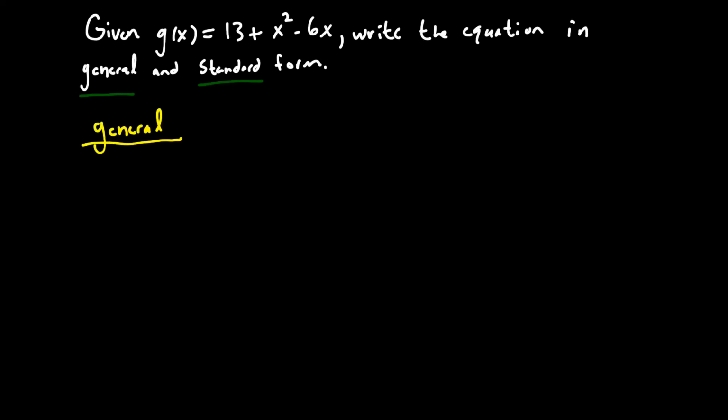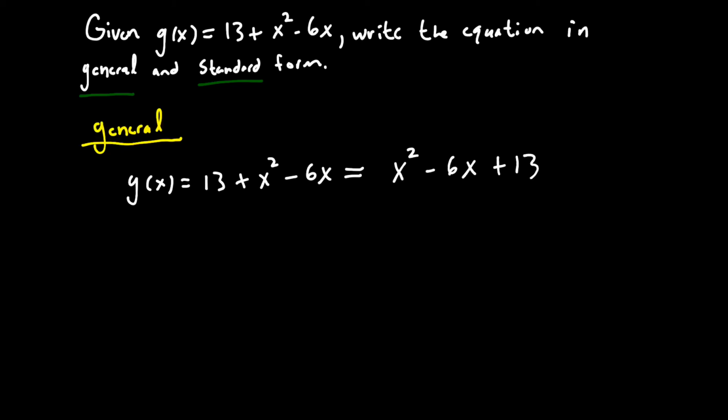The function we're given is g of x is equal to 13 plus x squared minus 6x. The only thing that we want to do is rewrite this so the x squared term comes first, the x term comes second, and the constant term comes last. So this is going to be x squared minus 6x plus 13. And this is our quadratic function in general form.